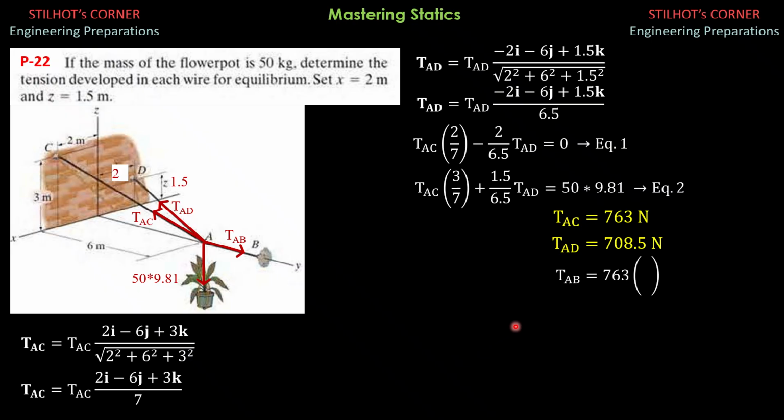So tension AB is 763 times 6 over 7. This is originally negative 6 over 7. Then plus 708.5 times, this is originally negative 6, so transpose to the right. That's why it is positive 6 over 6.5. So solving for tension AB, it is equal to 1,308 newtons.